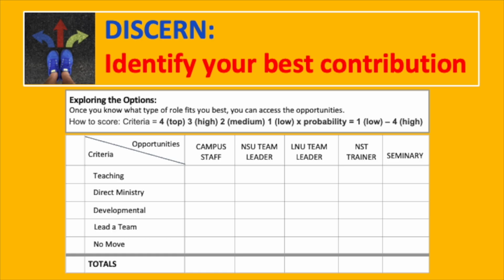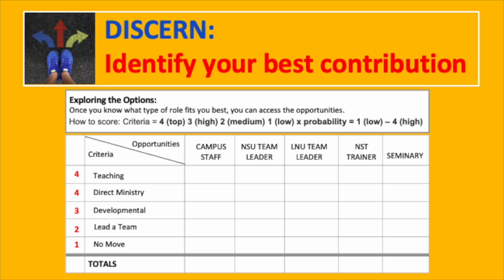Well, let's see. I think using my teaching gift and being involved in direct ministry are the top priority. Being developmental is high priority for me, and being able to lead a team I would put as probably a medium priority, and then not moving. I guess maybe that's more of a preference, but probably more just a low priority. Okay, this is great.